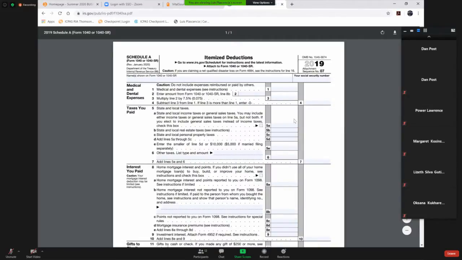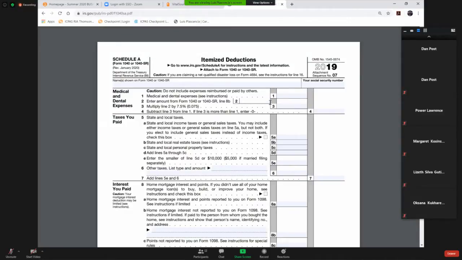Medical expenses in excess of 7.5% of your adjusted gross income. Again, you put your adjusted gross income here, 7.5% here. Only the amount in excess. So if one is more than the other, that's your deductible expense. If one is less, you're lower than the floor. No deduction.